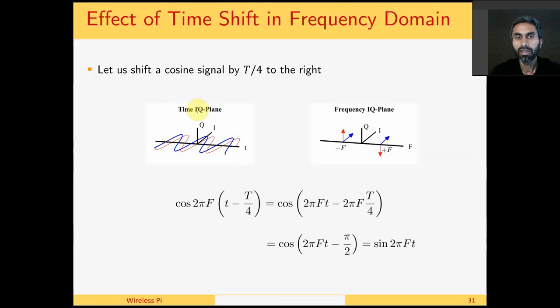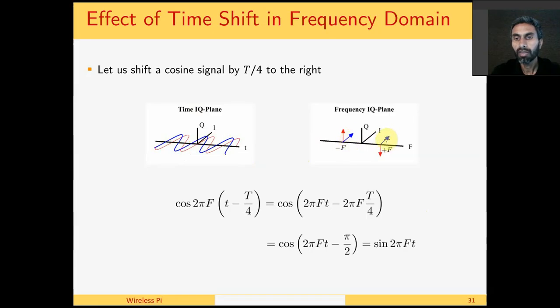Effect of time shift in frequency domain can be seen from shifting a cosine. If we shift a cosine by 90 degrees, as we know the formula cos(t - 90 degrees) equals sin(t), so we get a sine. To view it in the frequency domain, these two impulses represent a cosine.